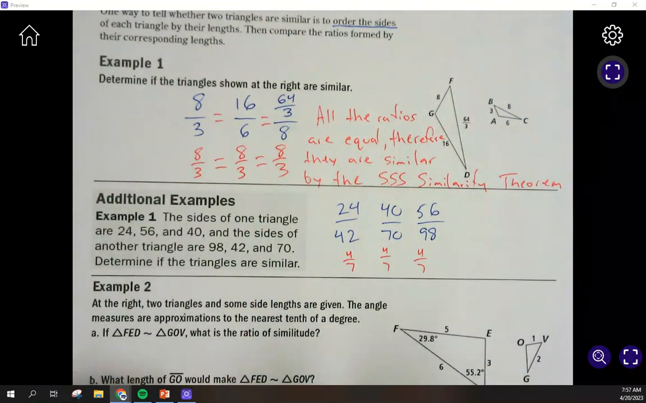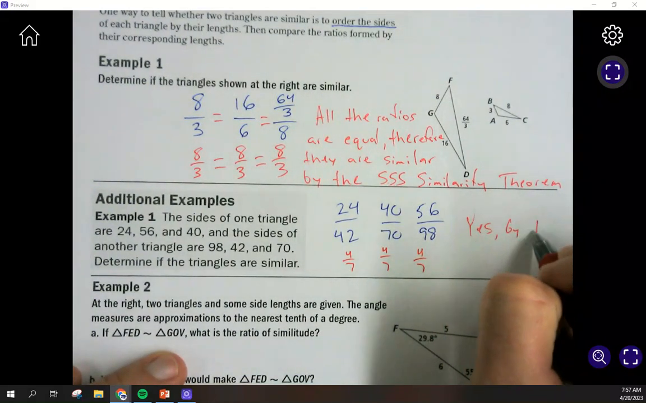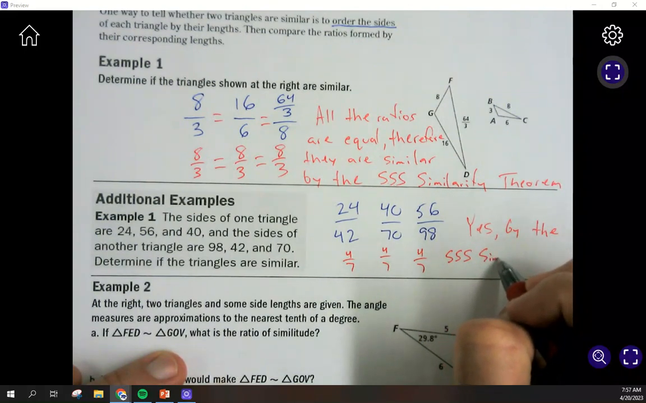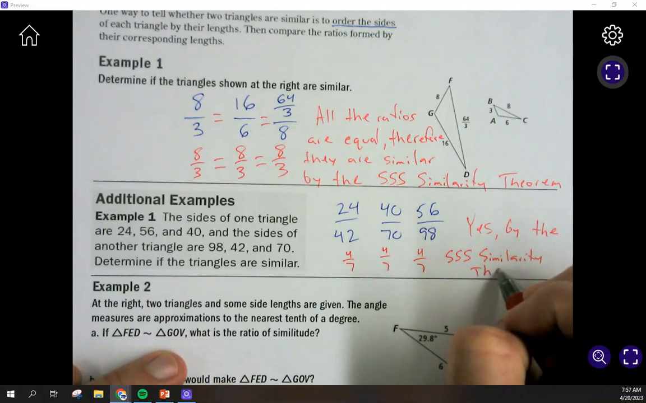So determine if the triangles are similar. So I'm going to say yes, by the SSS similarity theorem.